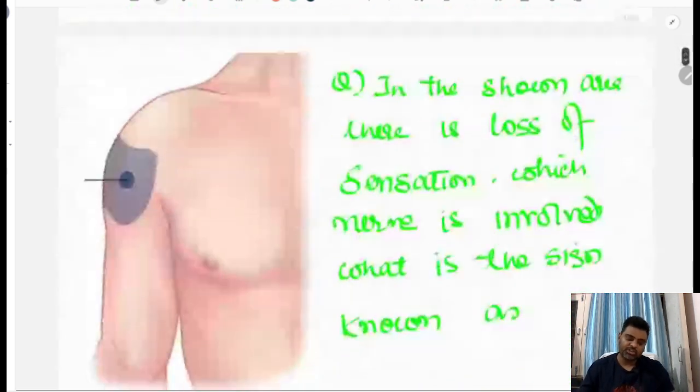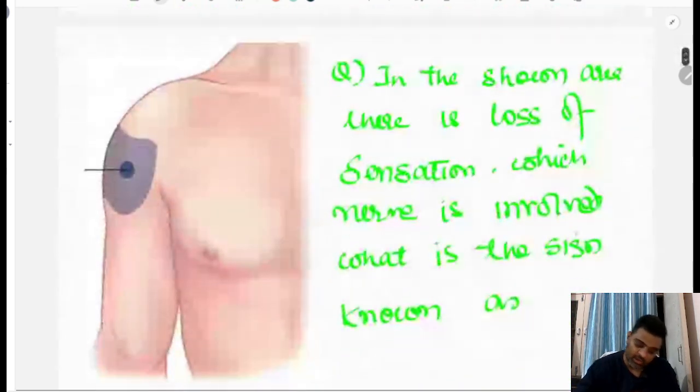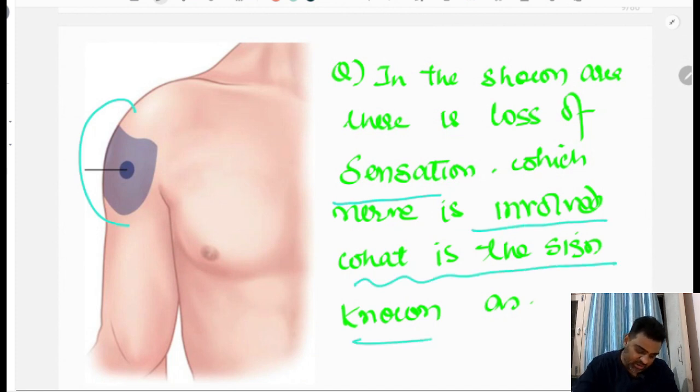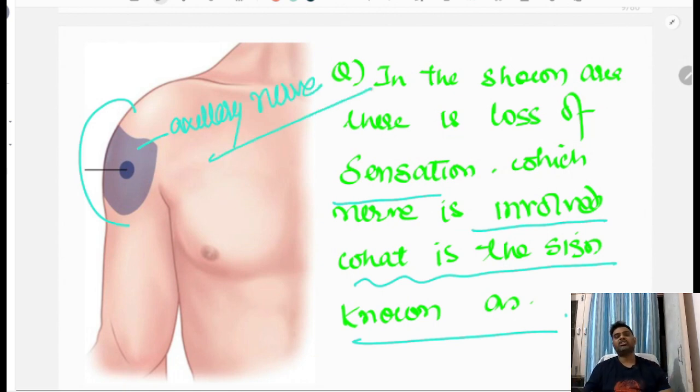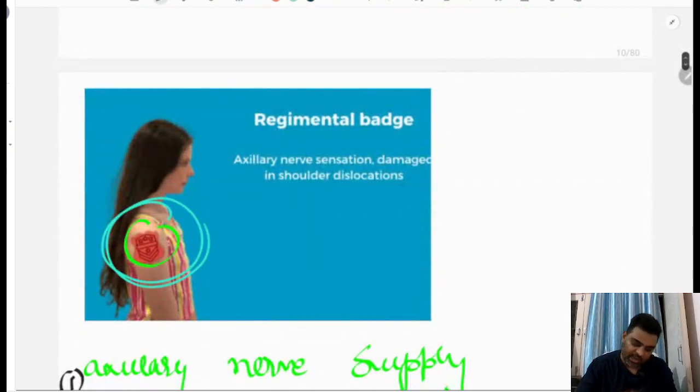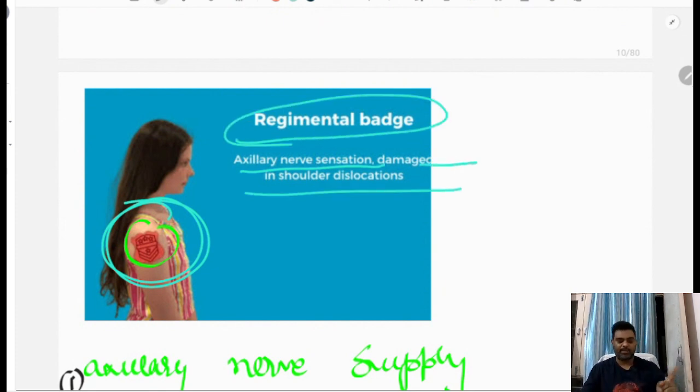So this is the question. In the shown area, there is loss of sensation. Which nerve is involved? What is the sign known as? So we know the nerve involved is axillary nerve, and the sign is the regimental badge sign. And it can be a complication of shoulder dislocation. Okay. So this is a regimental badge sign. This area, axillary nerve sensation, damage in shoulder dislocation can lead to the regimental badge sign.